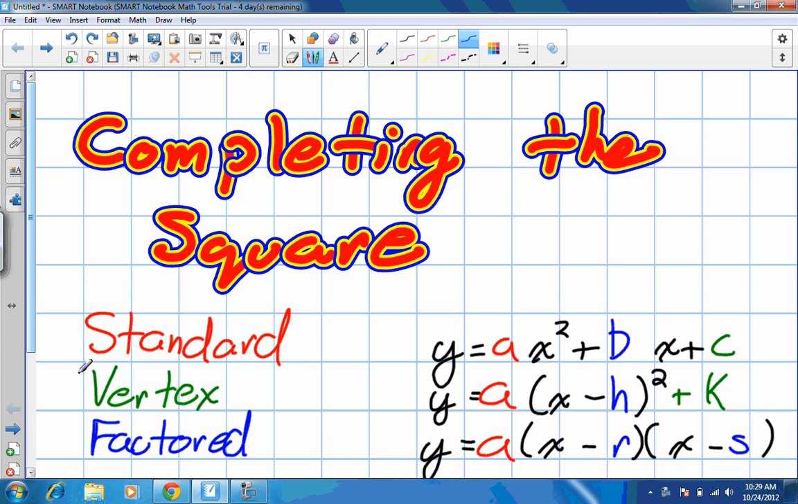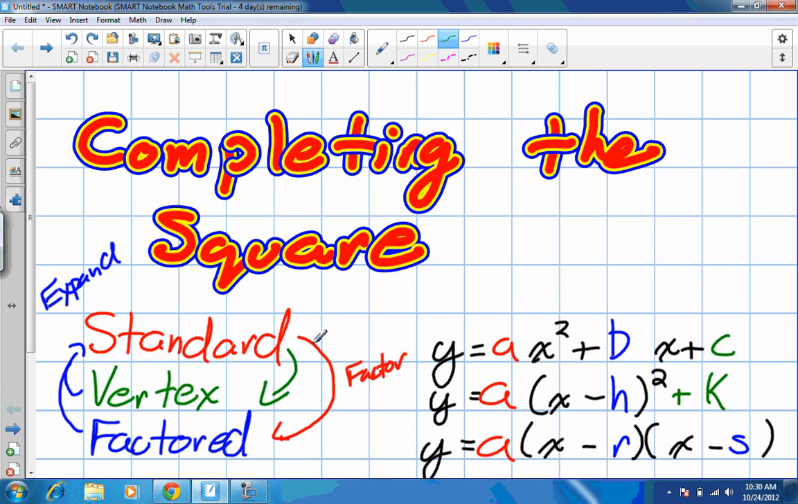We know that to go from vertex to standard or from factored to standard, we are going to expand. Okay, expand and simplify technically, but we'll just short form it. We'll say we expand the equation. Okay, to go from standard to factored, we factor. And finally, to go from standard to vertex is exactly what we're doing today. It's called completing the square.